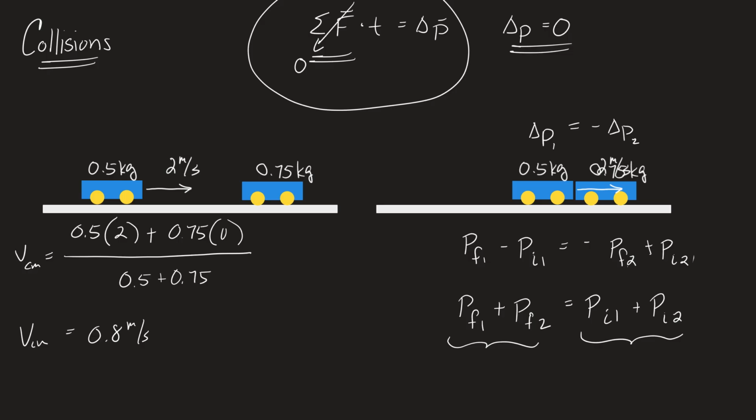So now that we have all three kinds of collisions, let's practice with a couple of different scenarios. So let's set up a scenario using what we have here.